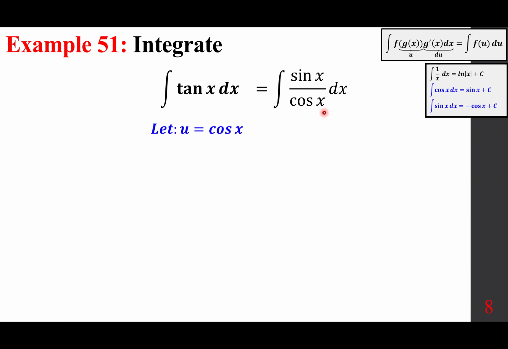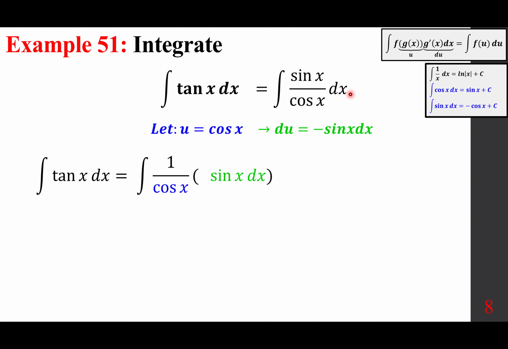is the denominator. As you know, the derivative is negative sine x, which makes du negative sine x dx. So let's rewrite this as 1 over cosine times sine x dx. So everything is in order, except this negative sign is missing. So negative sign means -1. So put the negative in, negative out.